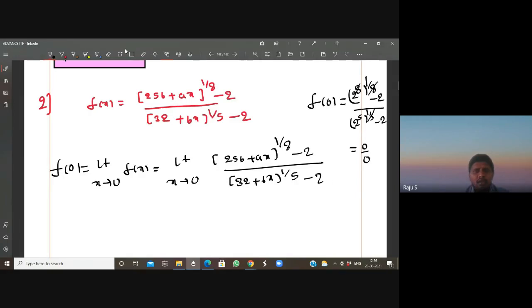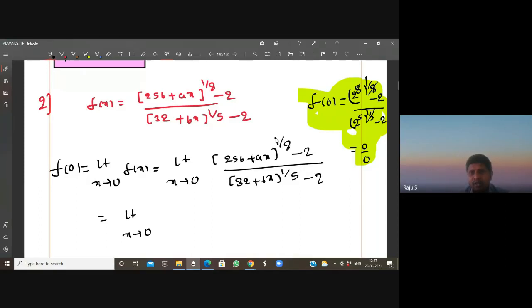Now here also, if you substitute 0 in place of x, what will it be? Again, it is 0 by 0. Am I right? I told you, whenever we are getting 0 by 0, what to do? We can apply L'Hospital rule. L'Hospital rule means we can differentiate numerator and denominator separately.